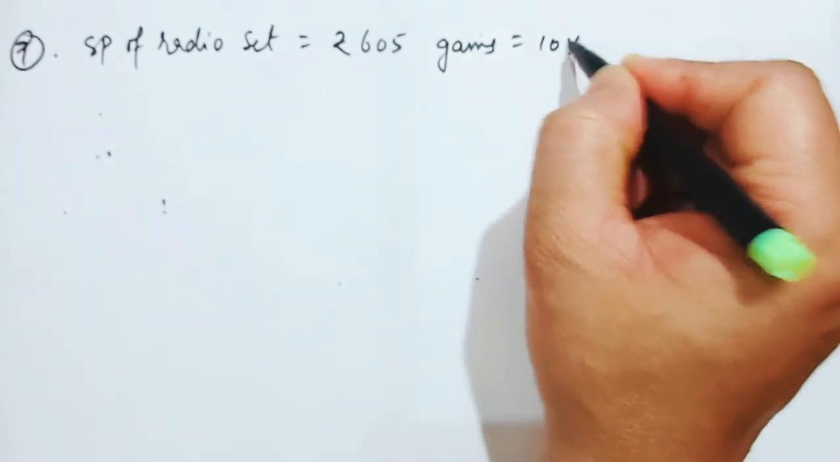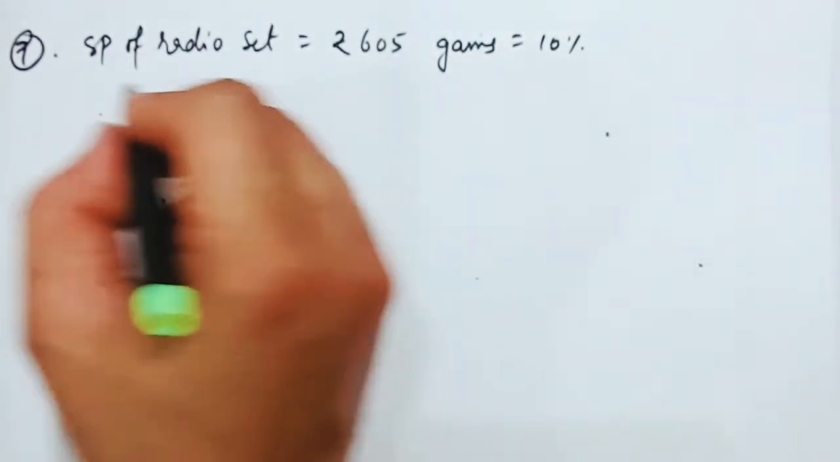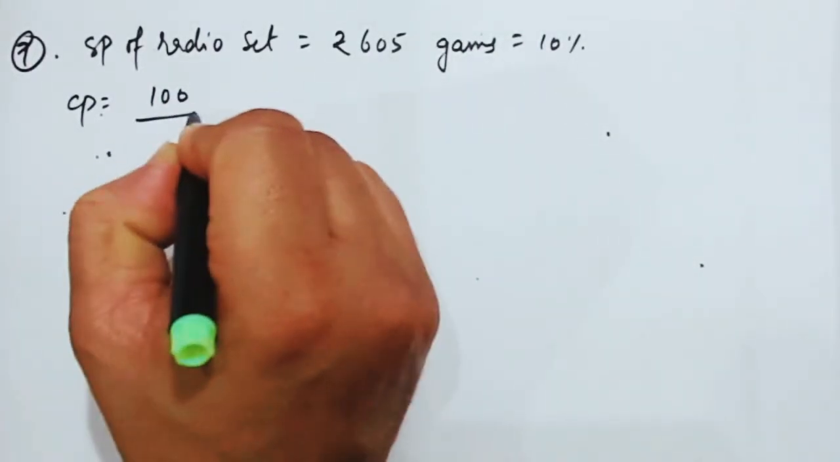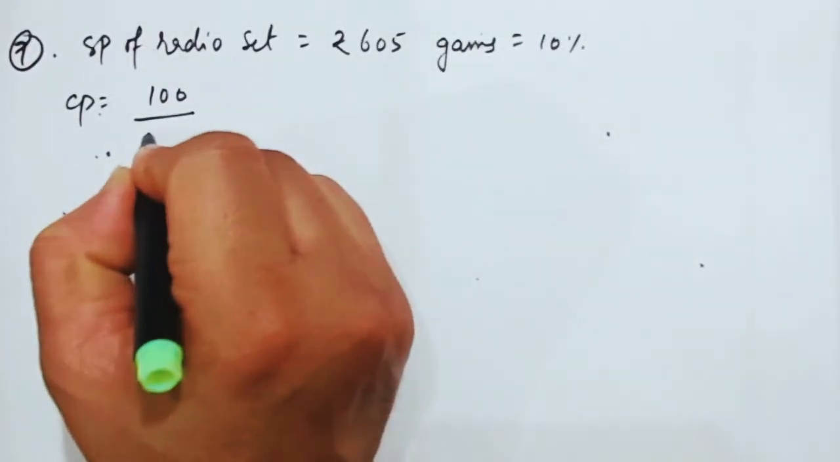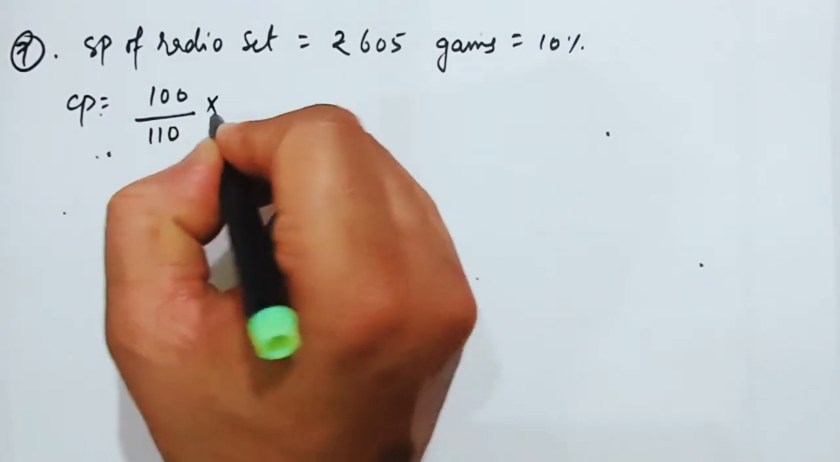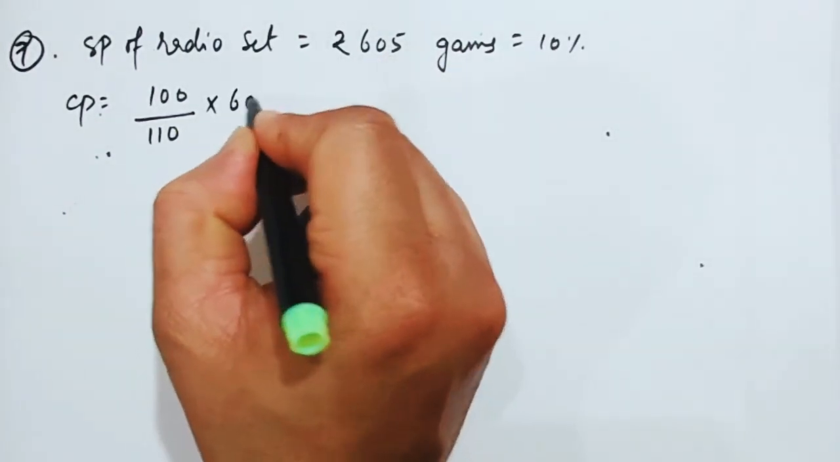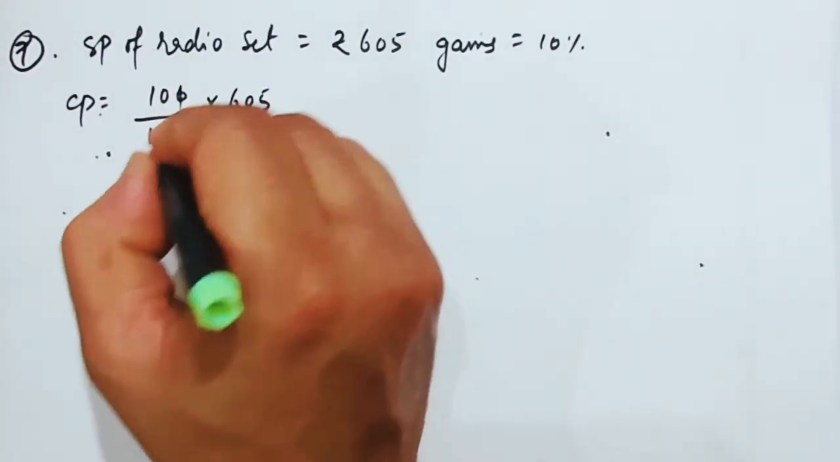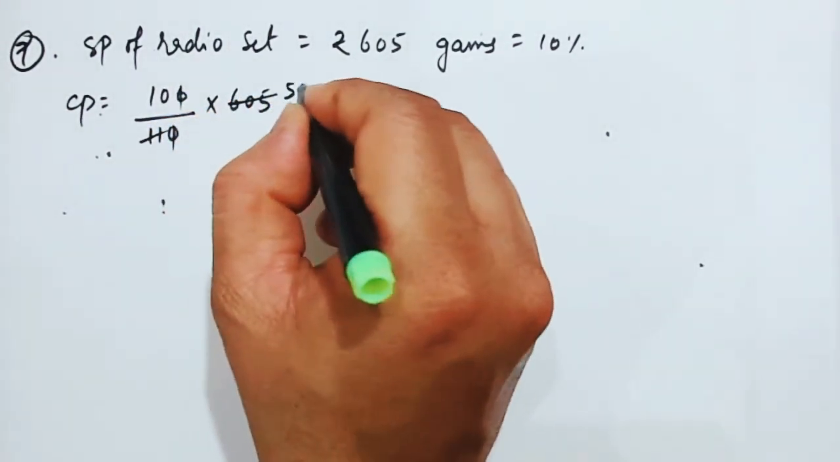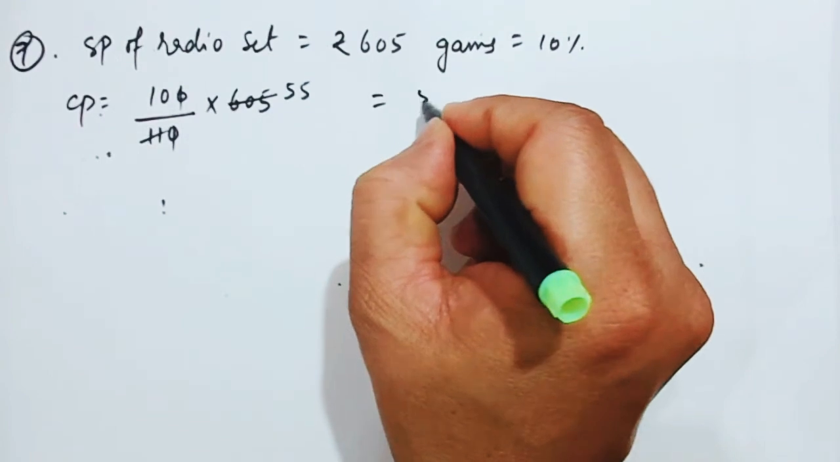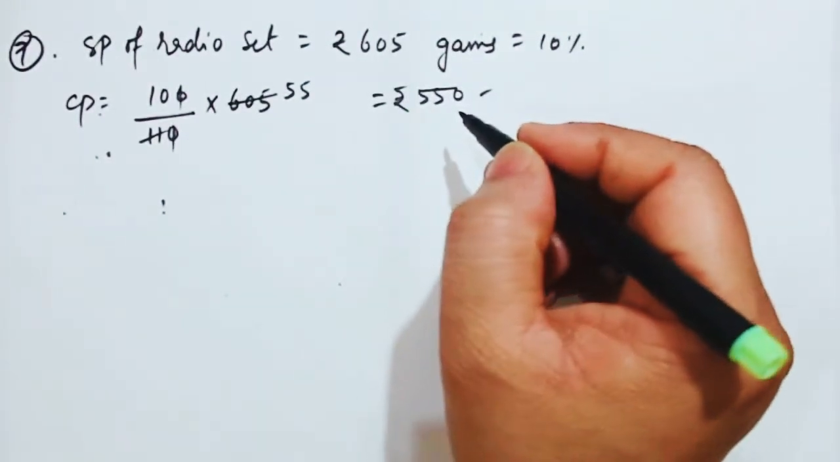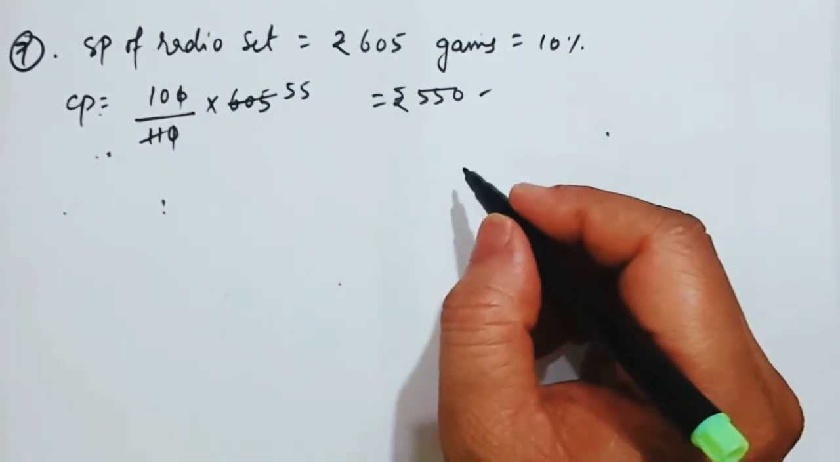Gains 10%. So what will be the cost price? 100 by 100 plus gain, that is 110, times selling price 605. So see, have a look. 11, 5 times, 5 times is equal to 550. Rupees 550 is the cost price.